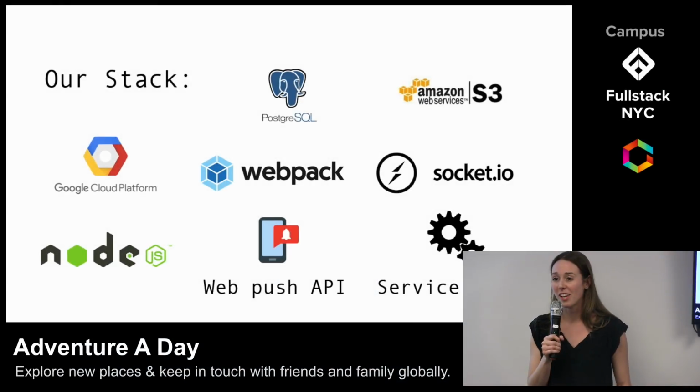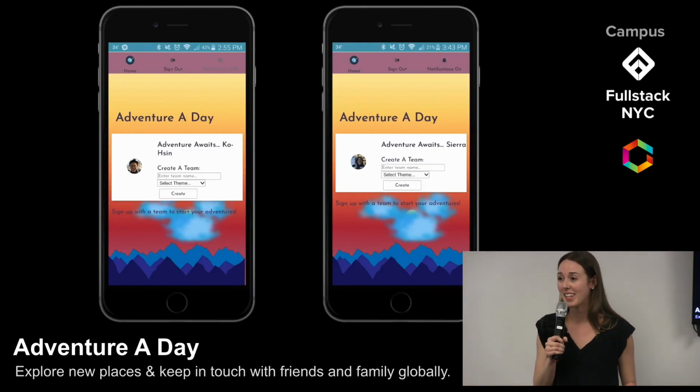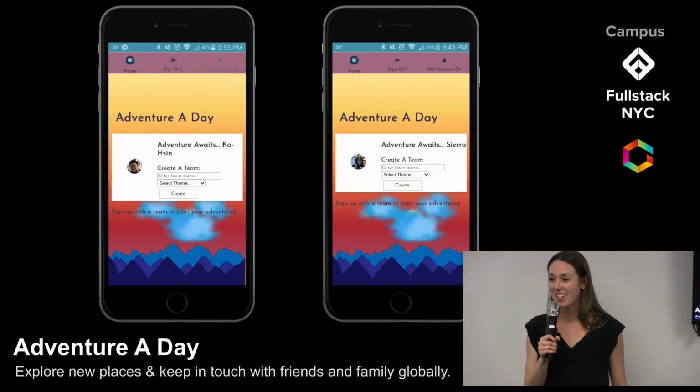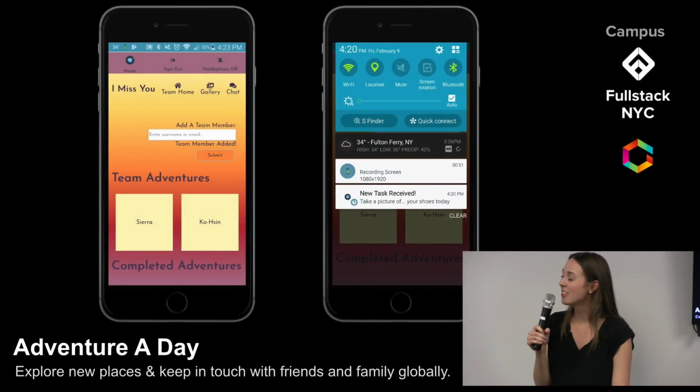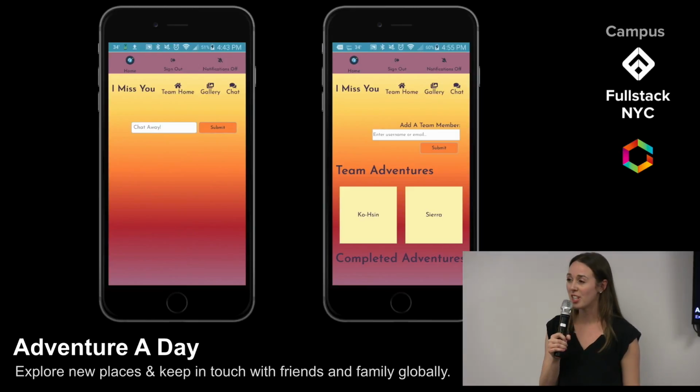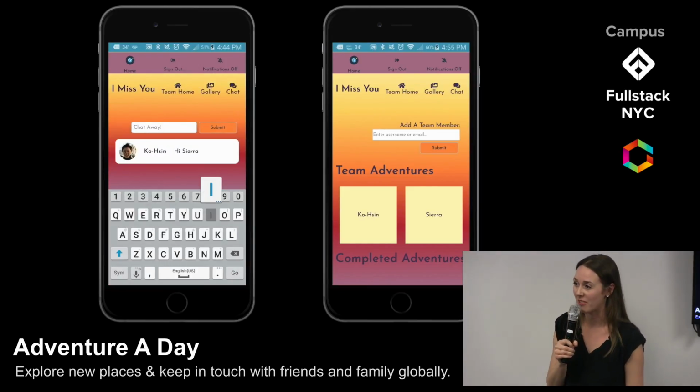In just 1 week, our fellow students, Koshin and Sierra, will be separated, and they want a way to keep in touch. That's why they've signed up for Adventure a Day, which sends them a new, shareable adventure every 24 hours. Koshin and Sierra both sign up for the general mission, and then Koshin sends Sierra a message to see how she's doing with her adventure.